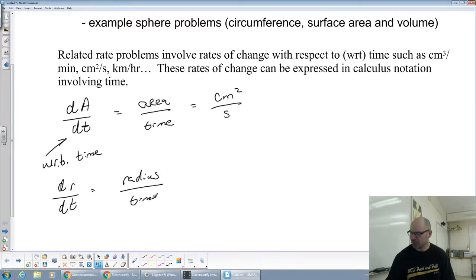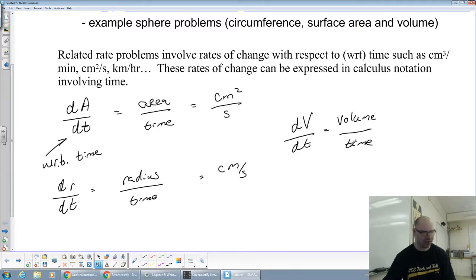Okay, and that would just be, radius is a length, so that would just be like centimeters per second. And the third one we could get is the volume, as I talked about, with a sphere problem. So we go dV/dt. Okay, and this would be volume over time. And this would be like the air that you would be blowing in. You'd be blowing in a certain amount of air. So that'd be cubic centimeters over seconds.